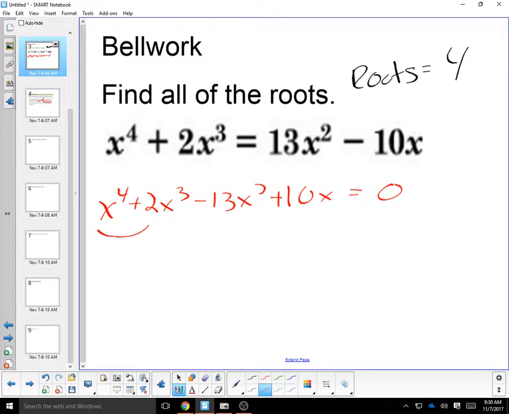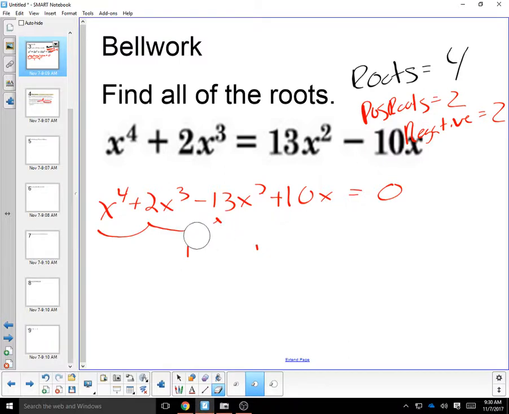Now I'm going to use Descartes' rule of signs. Did it change signs here? No. Did it change signs here? Yes. That's 1. Did it change signs again? Yes. So how many positive roots should I get? 2. So I'm going to say positive roots equals 2. How many negatives should I get? 2. So I should get 2 positives and 2 negatives. That makes sense because I've got x to the 4th. So let's find those roots.